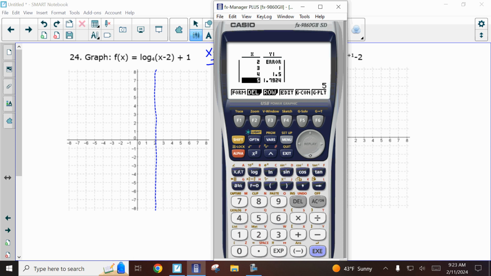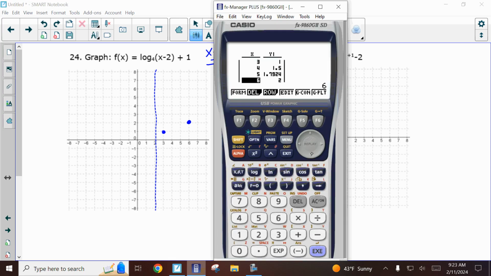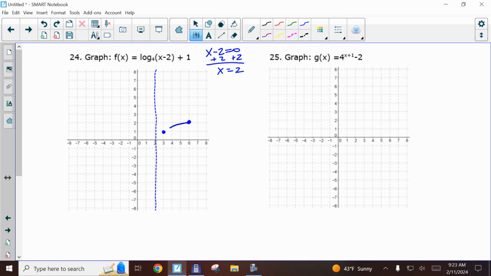So we're going to have a point at 3, 1, and 6, 2. So 3, 1, and then 6, 2. Let's get out of the dotted line. I'm pretty sure that's all we're going to be able to fit on here. Yeah, I think that's as far as we can go. But we know the shape of a log. Log shapes go like this towards the border and then drop down and then go slowly up.